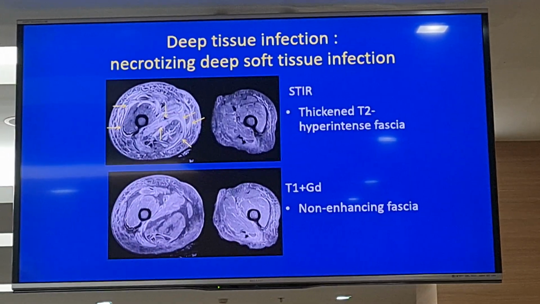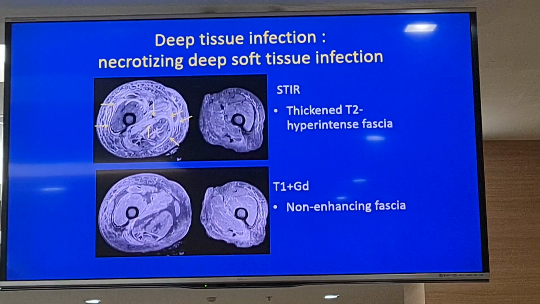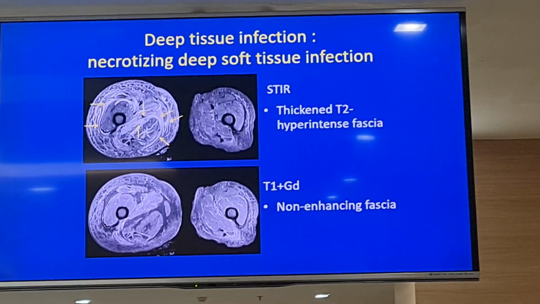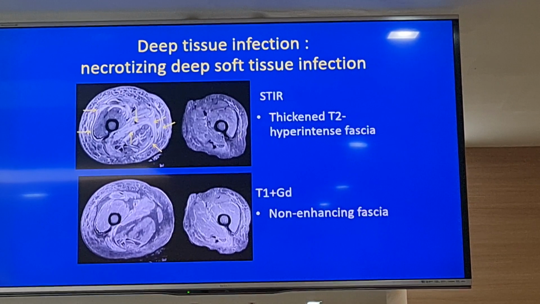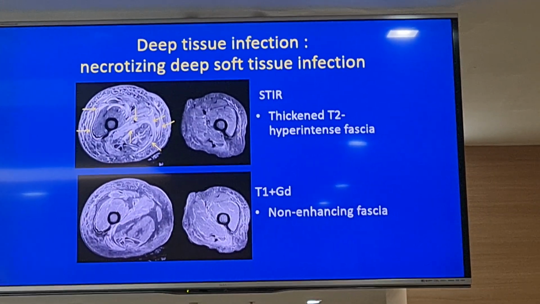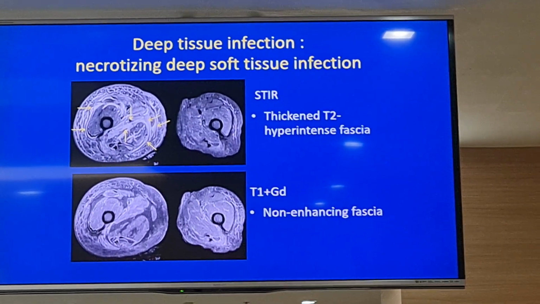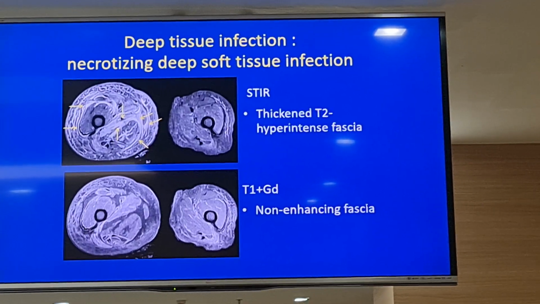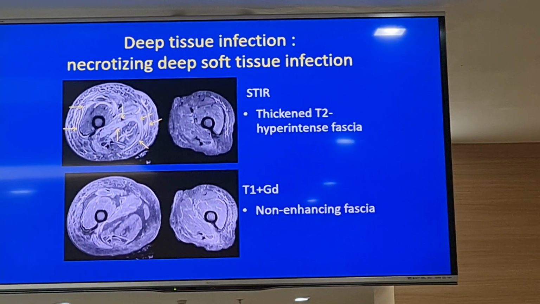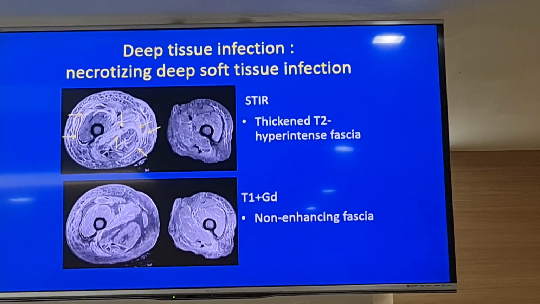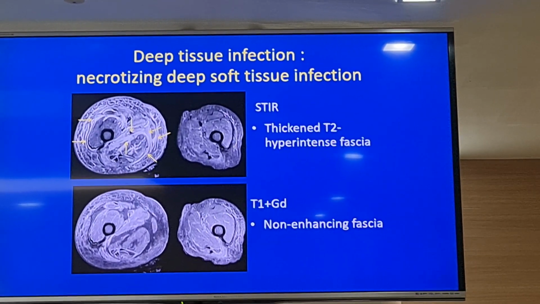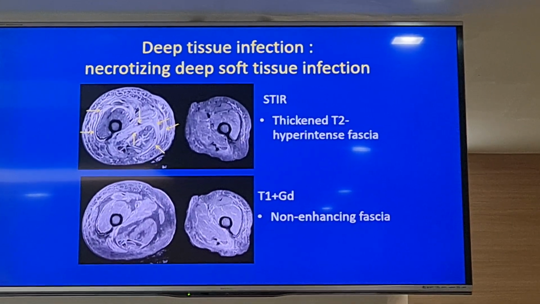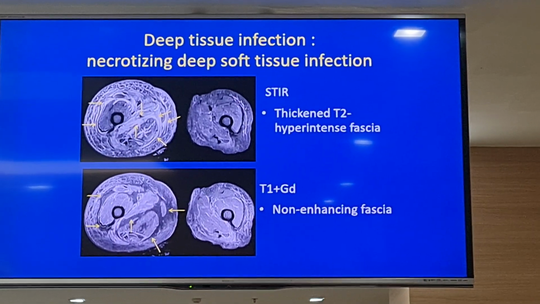And look at this one, which you can express by MRI. On the images, you can see the thickened soft tissue, thickened fascia between the muscles, and this hyperintense fascia. On gadolinium study, you can see areas with variable enhancement, but when there is non-enhancing fascia, we have quite a lot of confidence to make the diagnosis of necrotizing fasciitis.